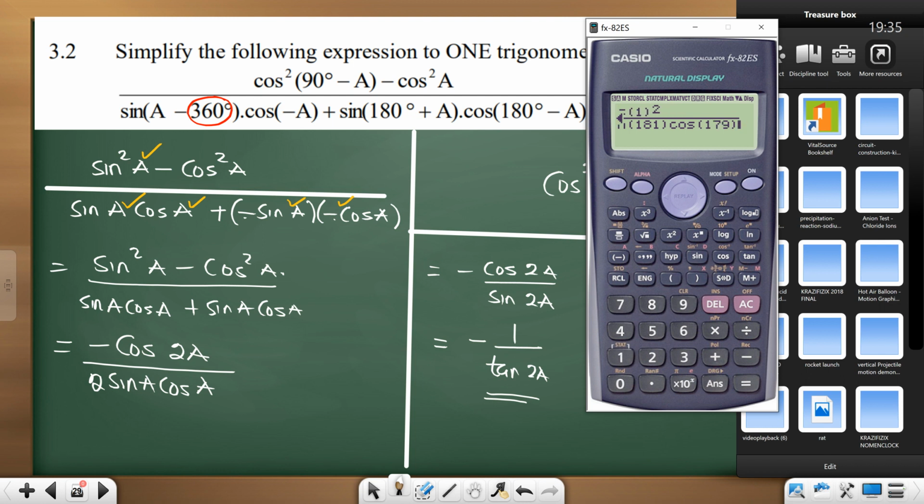179. Let's see. Keep your answer, negative 28,636. If we see this answer, don't worry. You don't have to write it down. When you see it, you know. It's 28,636. Okay? It's negative.